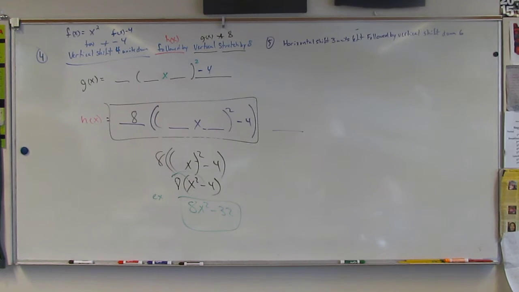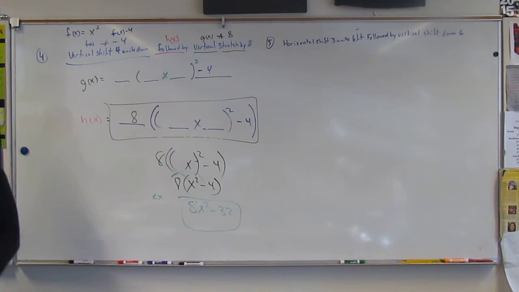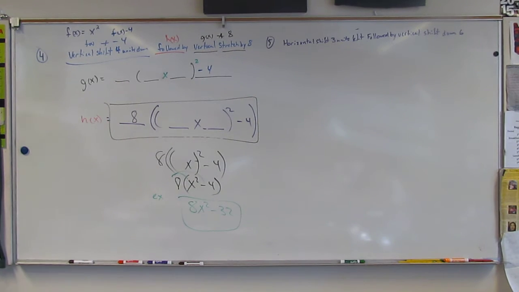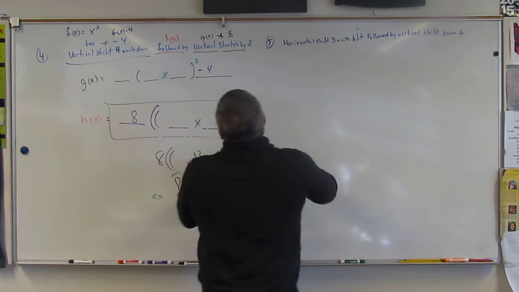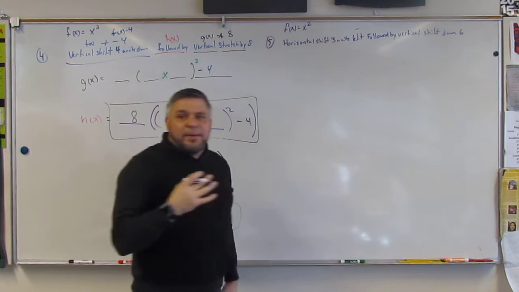So we'll start that again for 5. All right? I'm going to erase that piece now because I don't need it. 5. We're going to set this up the same way. Remember, f of x is still equal to x squared. Okay?